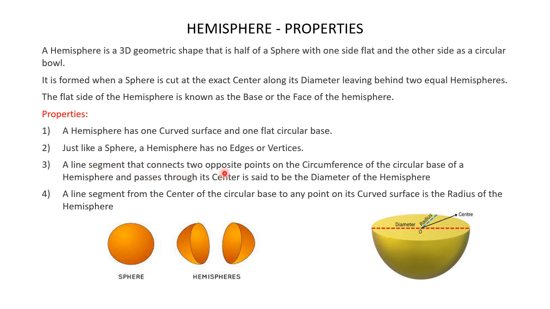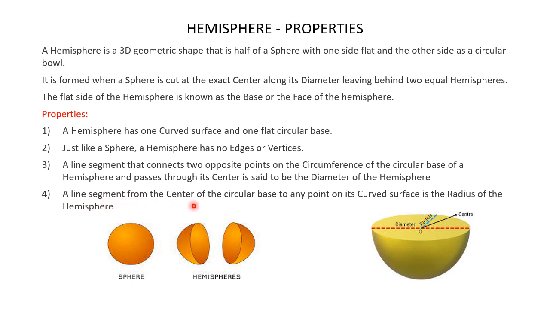A line segment that connects two opposite points on the circumference of the circular base of a hemisphere and passes through its center is said to be the diameter of the hemisphere. So look at this hemisphere. This is the circular base of the hemisphere. This is the center of the circular base. If you consider these two points as the opposite points on the circumference of the circular base, then the line passing through the center of the circular base and connecting these two opposite points on the circumference is the diameter of the hemisphere. So this line is the diameter of the hemisphere.